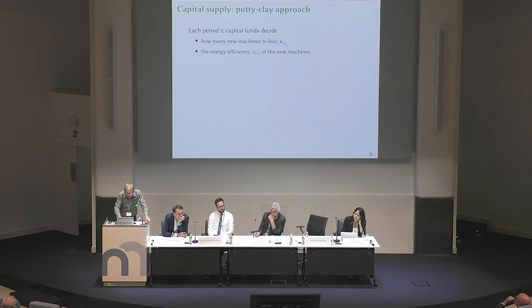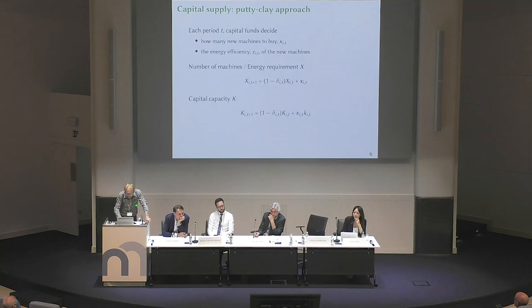Okay, and so even though you have this whole range of different machines, the nice thing about this framework is that you can aggregate things up very nicely and you only end up with two state variables. The first state variable is the number of machines or the energy requirement of your capital stock, X, and the second one is the capital capacity, K. And you get these laws of motion.